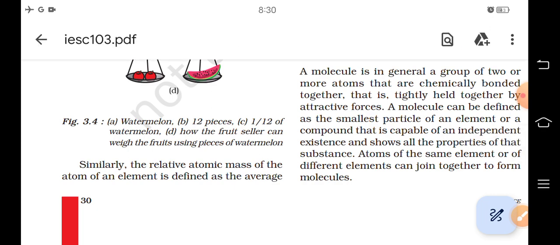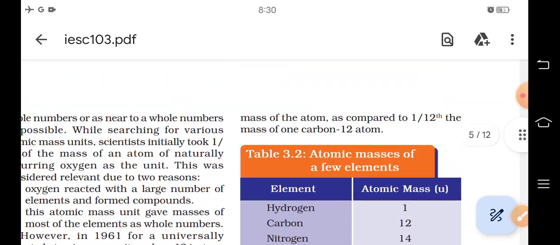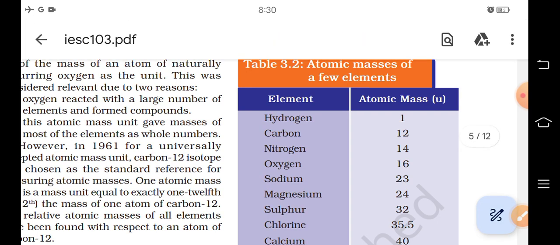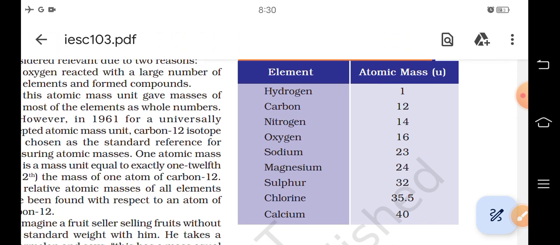Similarly, the relative atomic mass of the atom of an element is defined as the average mass of the atom as compared to 1/12 the mass of one carbon-12 atom. Table 3.2: Atomic masses of a few elements, in unified mass. Hydrogen 1, carbon 12, nitrogen 14 u, oxygen 16 u, sodium 23 u, magnesium 24 u, sulfur 32 u, chlorine 35.5 u, calcium 40 u.